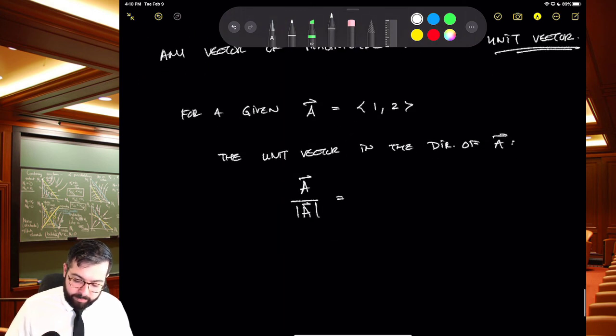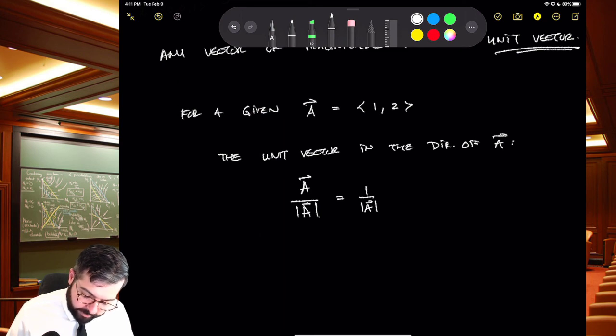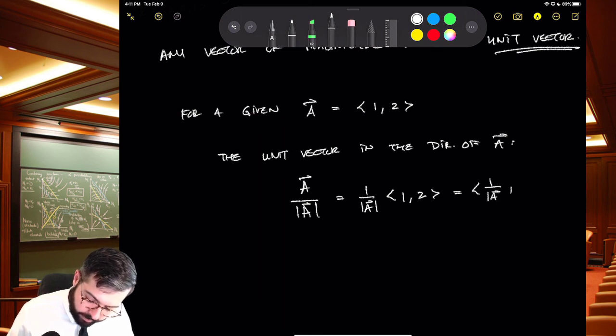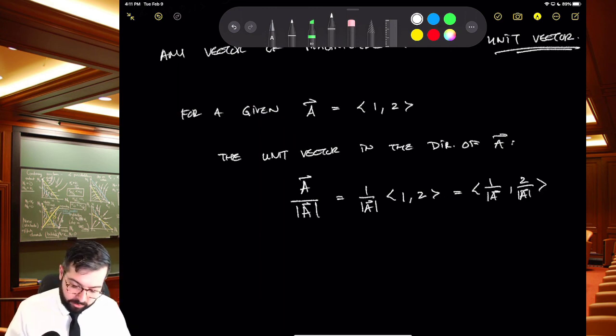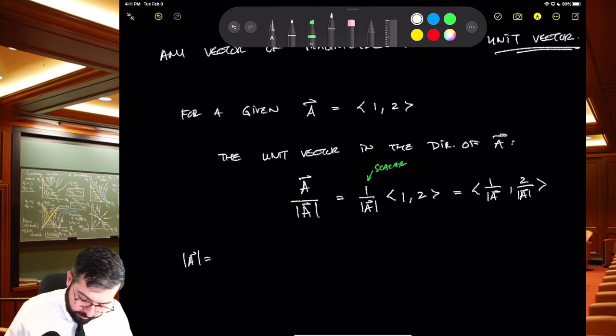And so how do you divide a vector by something? How do you divide its components by something? Well, we haven't gotten to that yet, but I'm going to show you right now. You essentially do scalar multiplication against the vector itself, and that becomes 1 over the magnitude of A, 2 over the magnitude of A. Each of the components gets multiplied by this scalar. And what is the magnitude of A in this case? Well, it's the square root of 1 squared plus 2 squared. So it's radical 5.